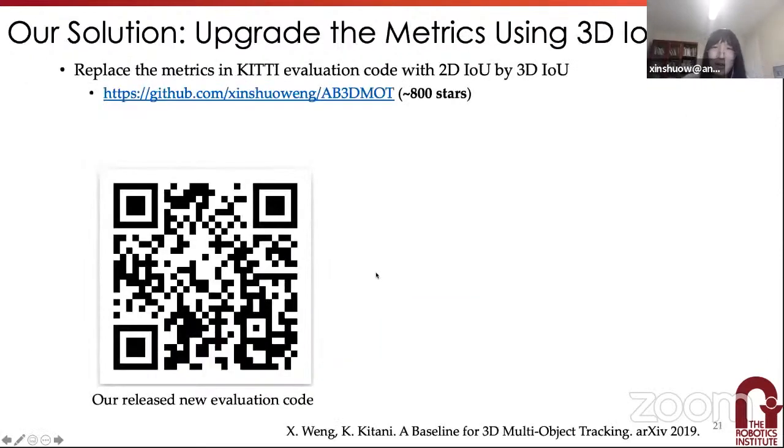Okay, so this leads to our solution. We are basically replacing the metrics in the KITTI evaluation code by changing the 2D IoU to 3D IoU. That's simple, and we released our code on GitHub, which received about 800 stars so far. So anyone interested, we put our QR code here for you to scan.